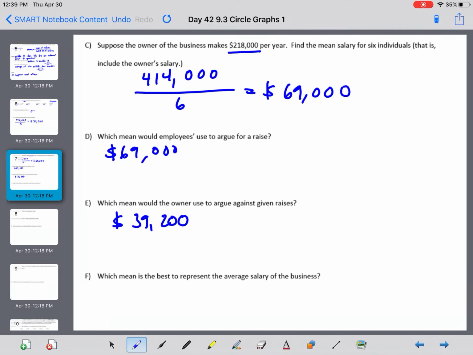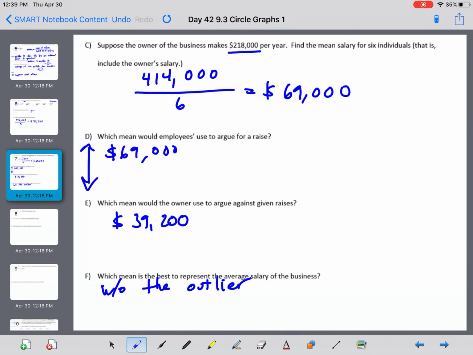So just kind of something to think about, something that might actually come up within the context of your life. So last one here, F, which mean is best to represent the average salary of the business? Well, I would definitely say the one without the outlier.